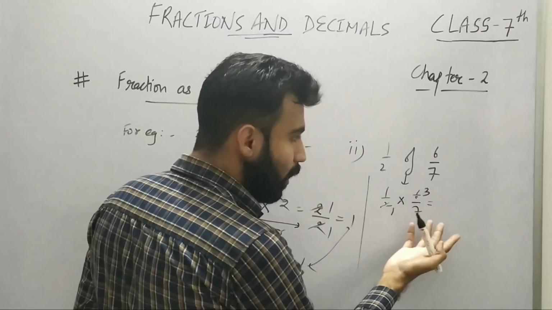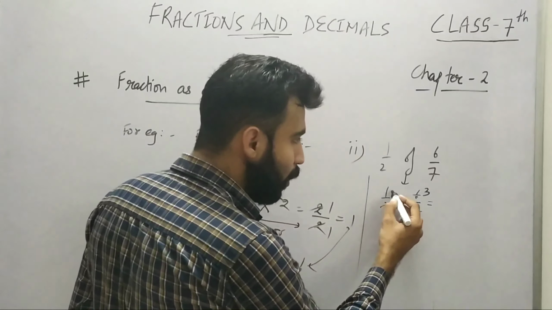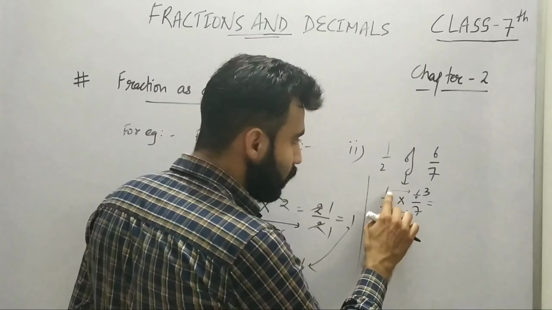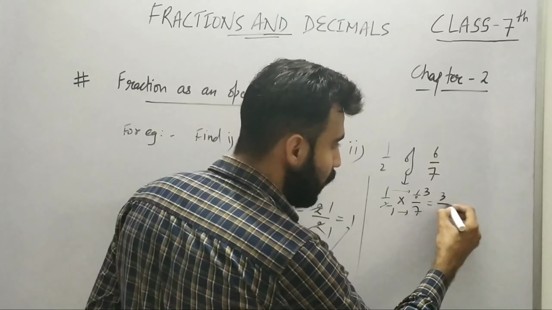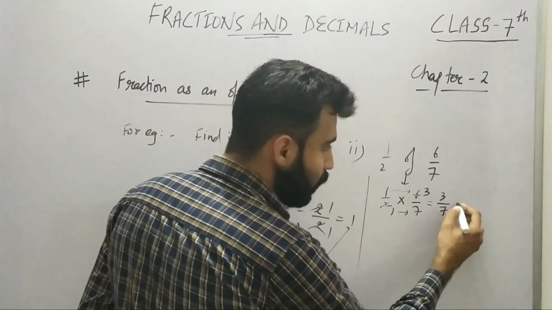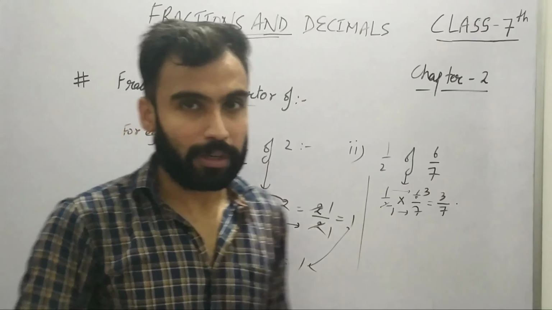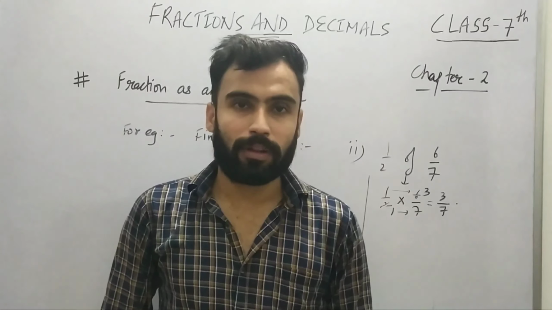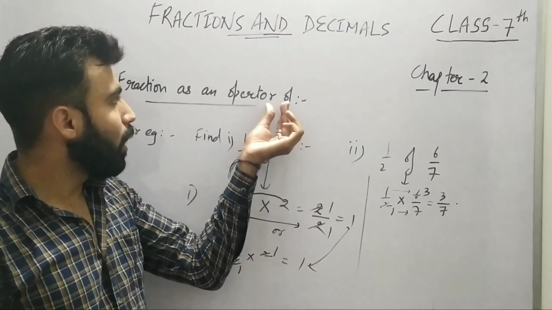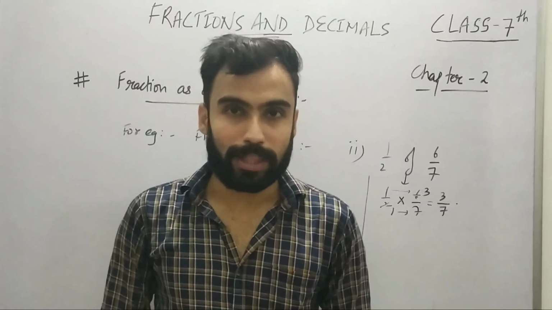Now there's nothing left to reduce. So multiply the numerator and numerator, denominator and denominator. So 1 into 3, that is 3, and 1 into 7, that is 7. So this is the resultant answer of it. So now you know how to solve the fraction having the operator "of" in them.